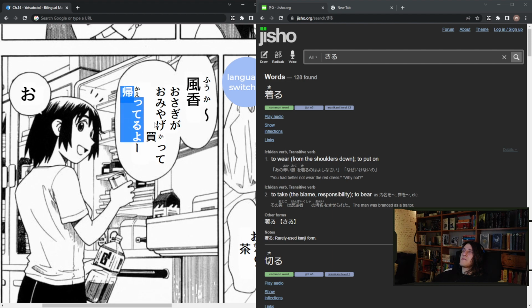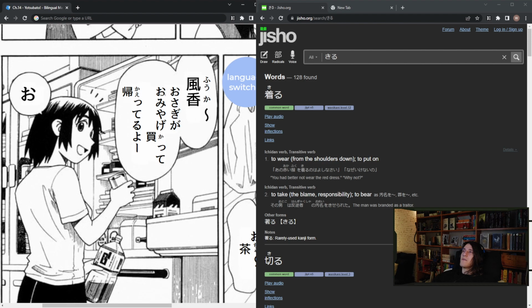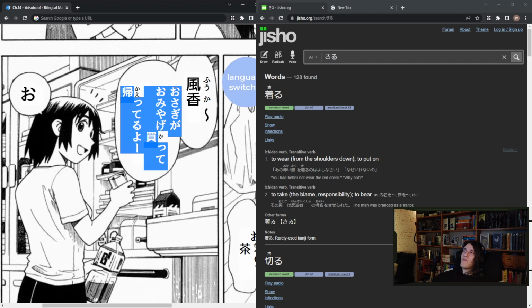Oh, so this is like a separate sentence? Kaette iru, come back, or like come here? But I don't understand. So, Asagi. How is it connected to this? Oh, is this just quotation marks? No. Asagi ga omiyage katte kaette iru yo. Like, come for the present Asagi bought for you.